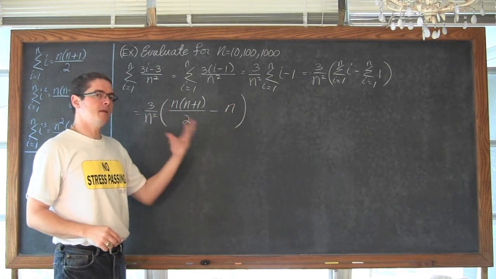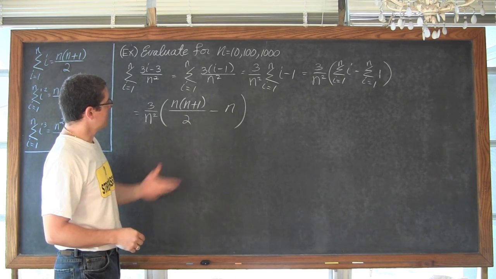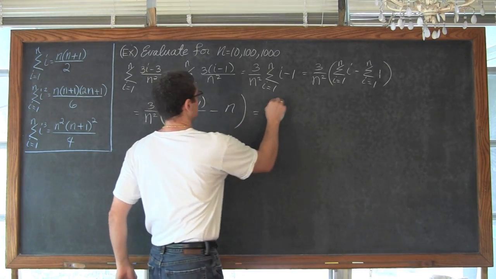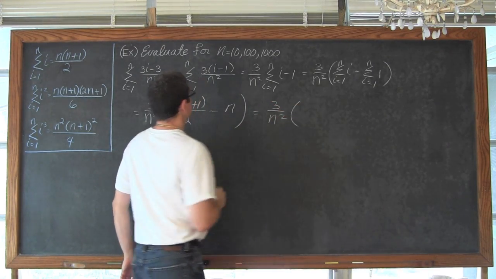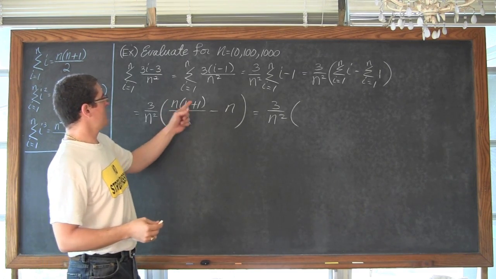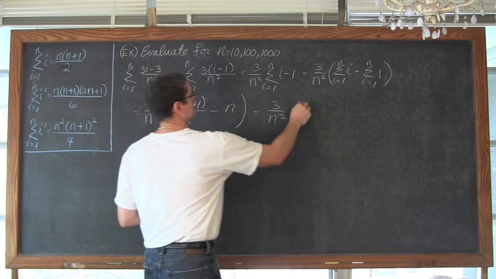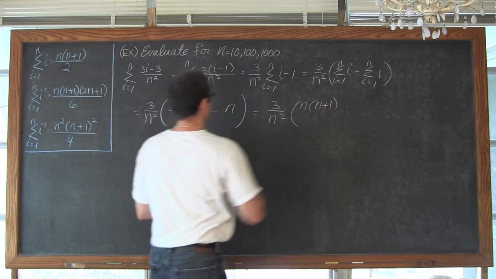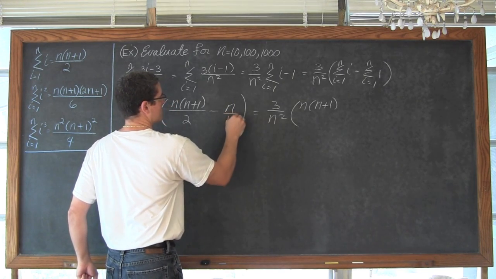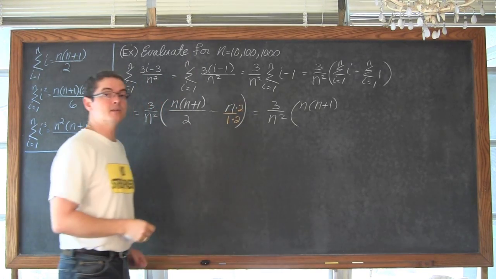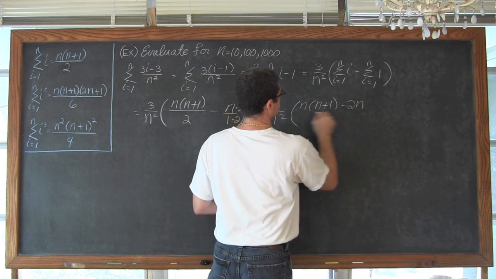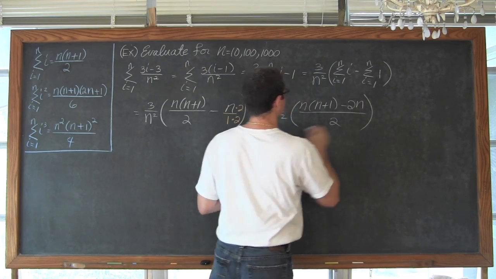Okay, let's continue to clean this up a little bit. We have two terms here inside the parentheses, so let's write that as 3 over n squared times, well, let's keep this in factored format. We'll have n times (n plus 1). We're going to need a common denominator if we're going to add these, so let's put this n over 1 and multiply the numerator and denominator by 2. So we have 2n, minus 2n over 2.